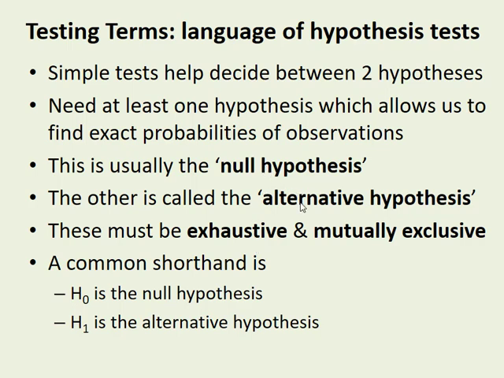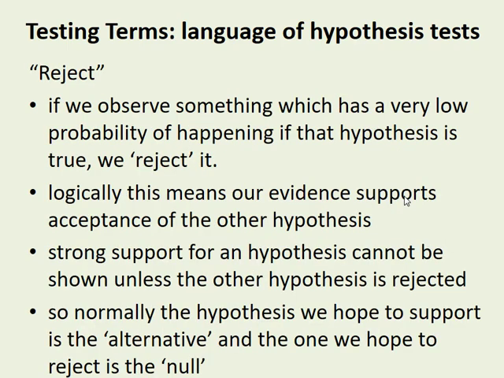They don't overlap. A common shorthand you'll see throughout the notes and the textbooks and so on is this, that H0 means the null hypothesis, H1 is the alternative hypothesis. Sometimes this is written as HA. I'm going to write it as H0 and H1 for null and alternative. So now we come to the language of reject. And the idea here is that if you observe something which has got a very low chance of happening, if the hypothesis is true, then you reject the hypothesis. And logically that means that you must then accept the other hypothesis because they are exclusive and exhaustive.